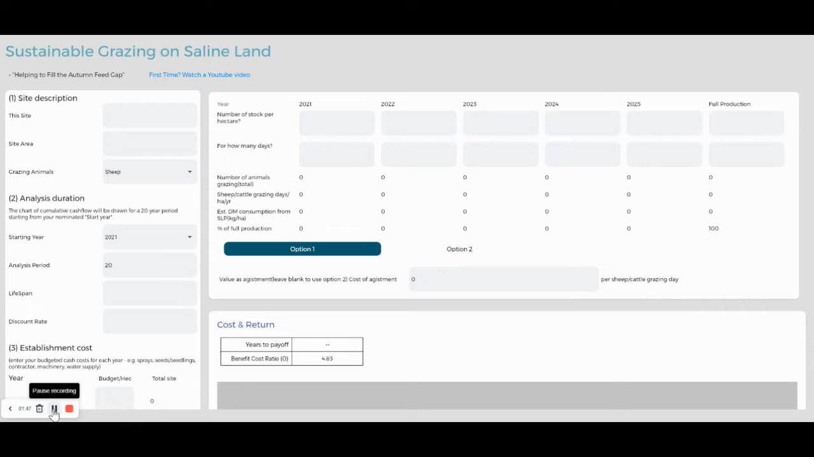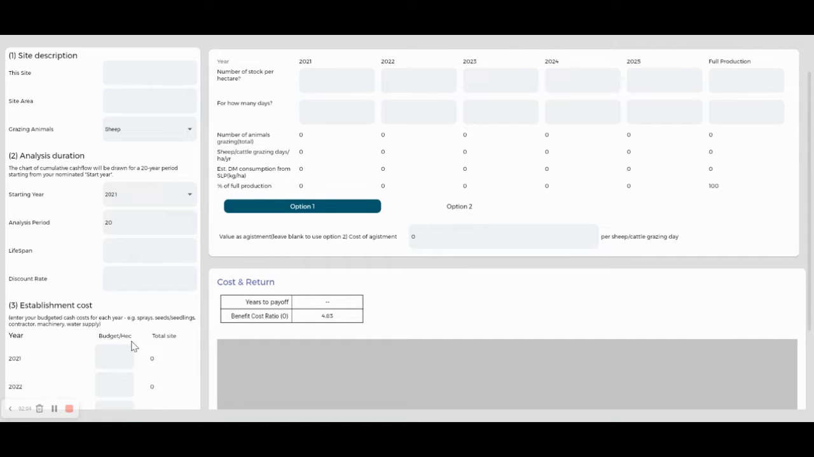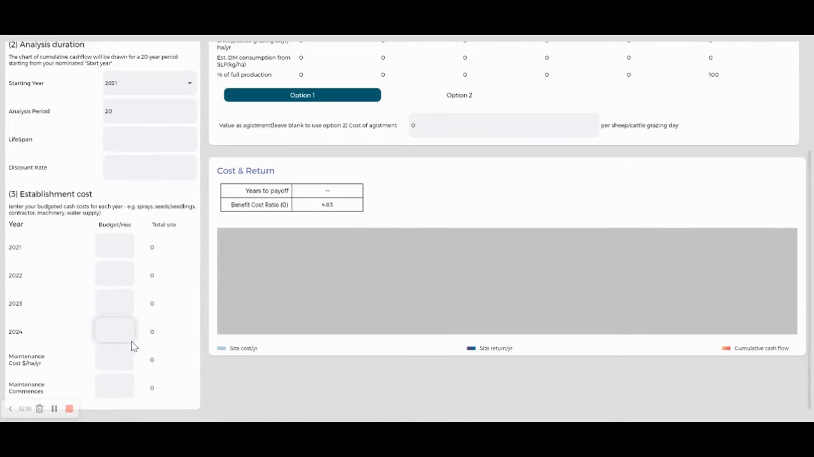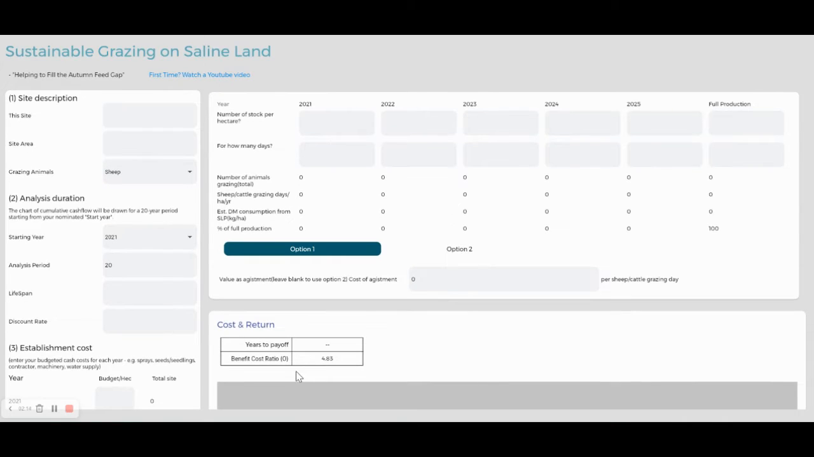So what you can see on the screen at the moment is a blank version of the tool, as it will be if you access it through the Saltland Genie app. And we'll just scroll down so you get an overview of the full input screen and the output. So there's 5 sections that we'll look at, and to get started, we will run through them in order.